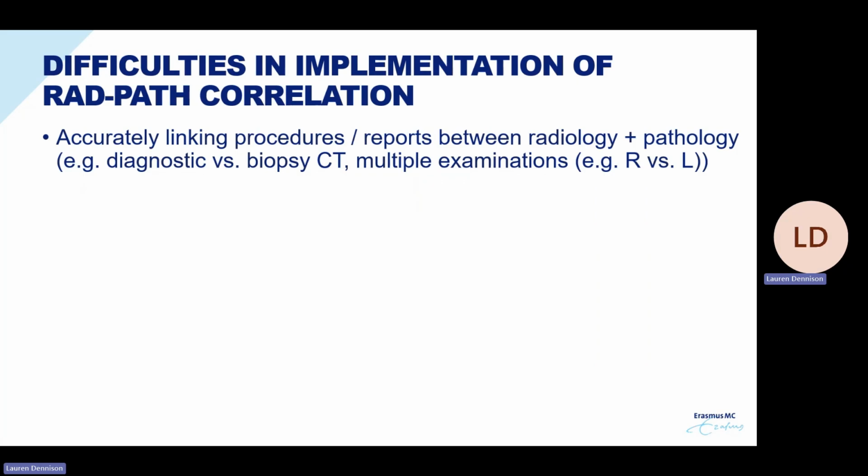So there are some difficulties of introducing this into your practice. The most important bottleneck that we identified in several of these studies that we've done is to link the diagnostic procedure on the radiology side and the pathology side. Often they have a diagnostic CT scan and then a biopsy CT scan. So which one do you take? There are often multiple examinations. There's a right versus left, for instance. So somebody needs to decide which examinations need to be linked. And so far, we haven't found a way of doing this in an automated fashion. So I think sometimes the radiologists and pathologists still need to resort to looking at the timelines. For many of the cases, this will be automated.